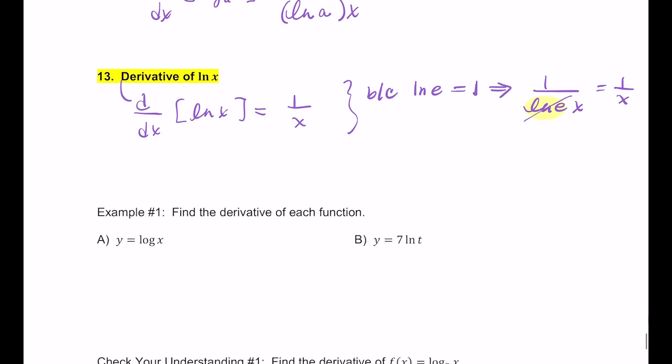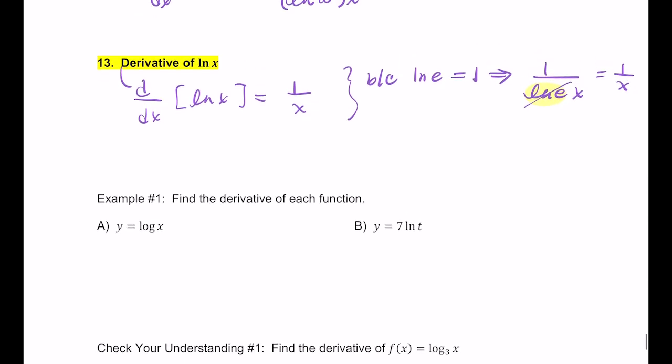So let's say I want to find the derivative of y equals the log of x. The derivative of y with respect to x is just going to be 1 divided by the natural log of the base. Well, the base is not written there, and if it's not written there, it's understood to be 10. So we call that a common log. There's an invisible 10 right there. That would be your a, and then it's times x, and that is all in the denominator.